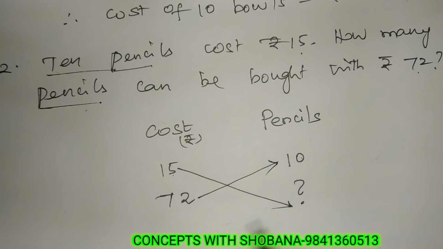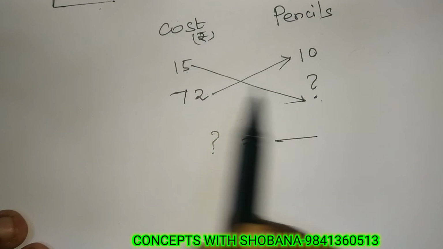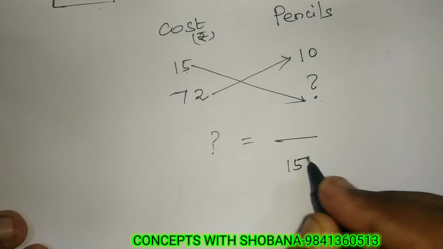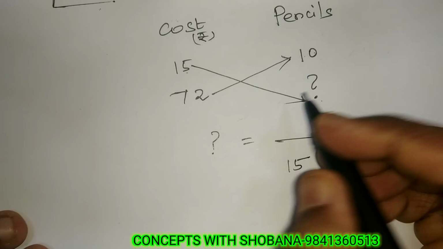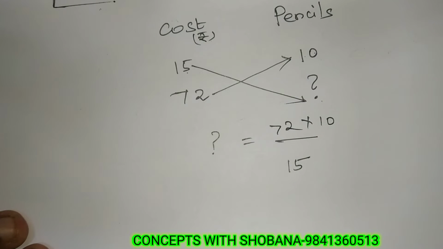As I said, question mark is equal to, put the division symbol. So 15 into question mark. 15 will come in the denominator and 72 will go into the numerator. So 72 into 10. Now how will you cancel 72 into 10?